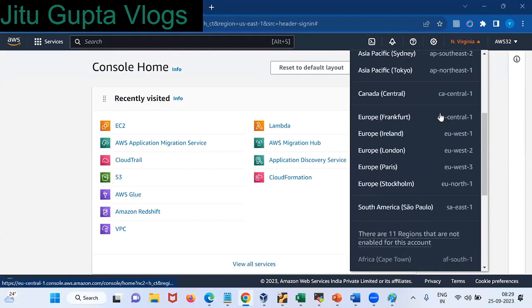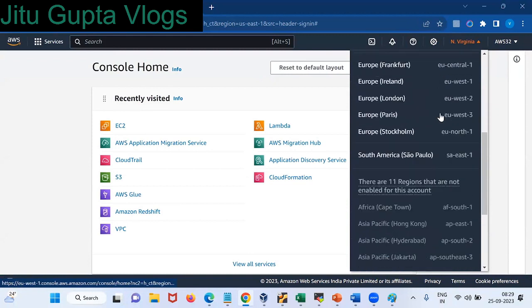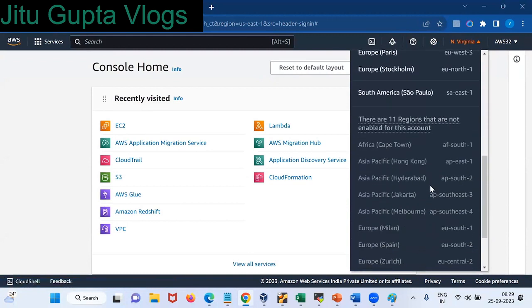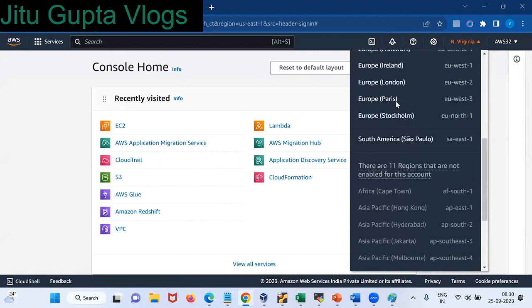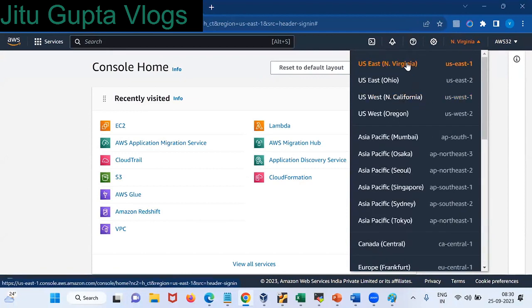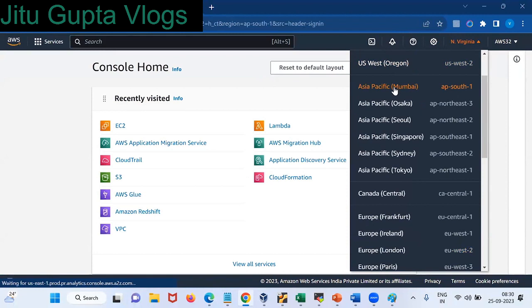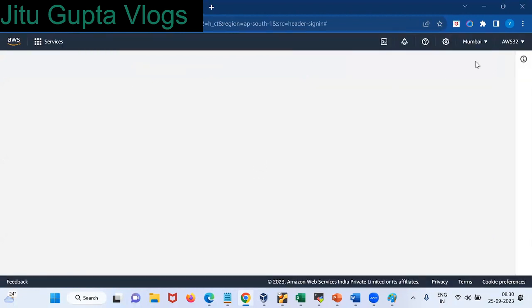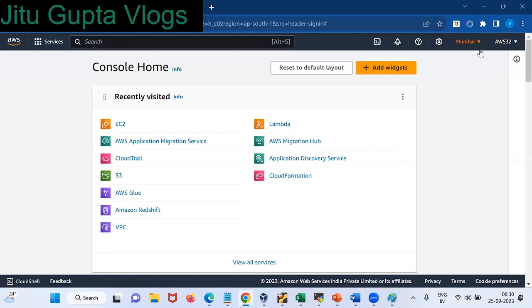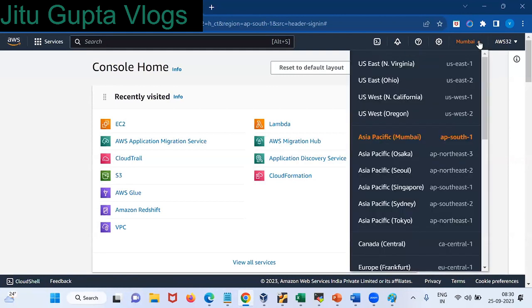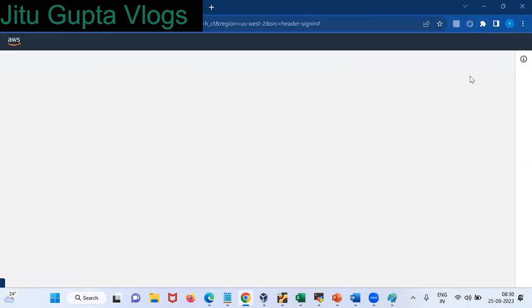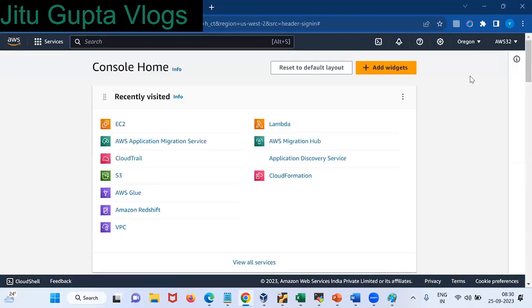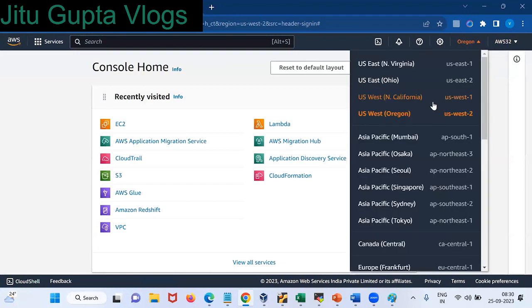Sir, where is Hyderabad? You can check Hyderabad also there, but it's grayed out. The reason is it's not yet released in operations, right? So work is going on. So these are the regions. If I click Mumbai, I'm in now Mumbai region. Okay. If I click California, I'm in California region. Like that, we can change the regions. Where you want to create a server, you should check the region first.